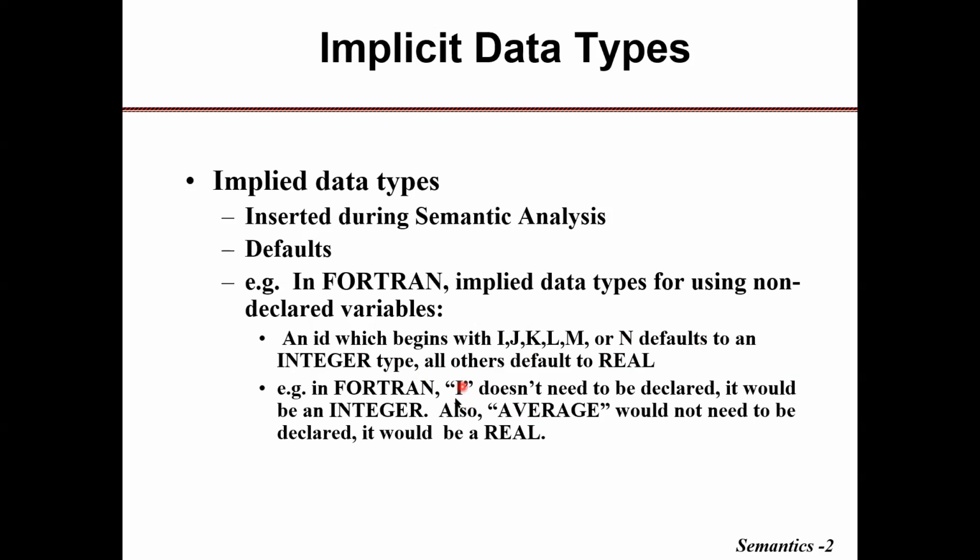Also in Fortran, you don't actually have to declare I. If you want to just go ahead and use it in a loop, you can just start using it and the compiler will figure that out for you. And it'll figure it out obviously as an integer. Another kind of interesting one is the ID name average. If you create a variable named average, it's just going to default to real. Of course, it starts with an A, so you would expect it to default to a real anyway, but it's kind of interesting.